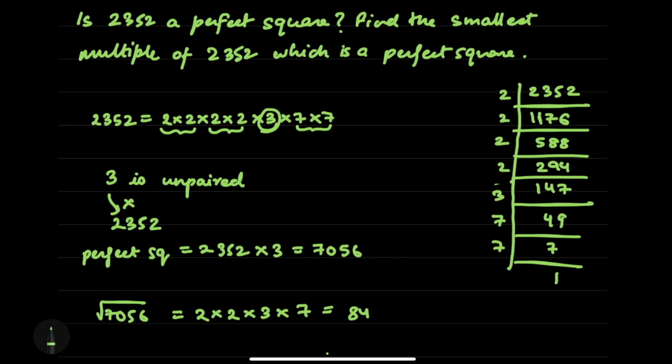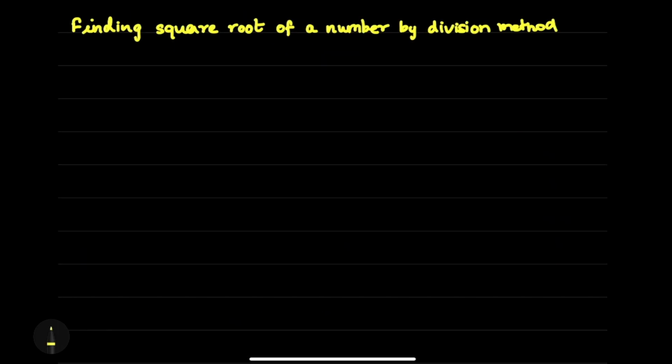And similarly, if we change this to divided by, then the only thing we need to do is divide 2352 by 3 to get the minimum number that needs to be divided to get to a perfect square. So that's the difference between the different kinds of questions that come in the exam. So that was the end of the prime factorization method.